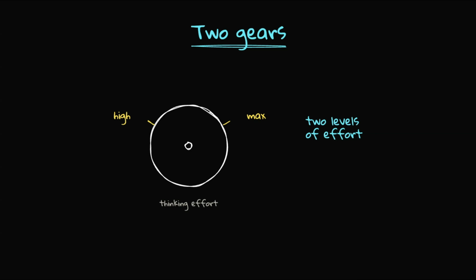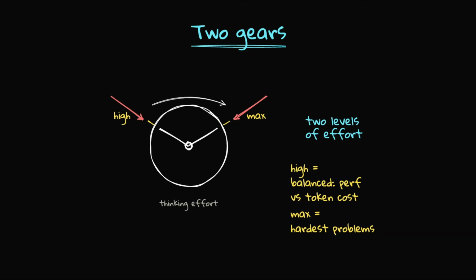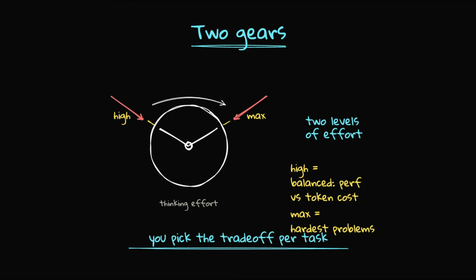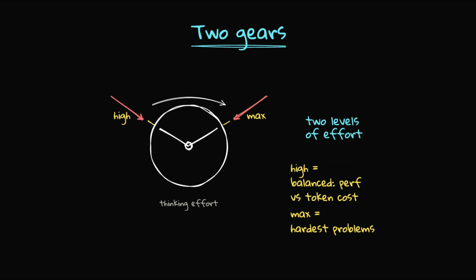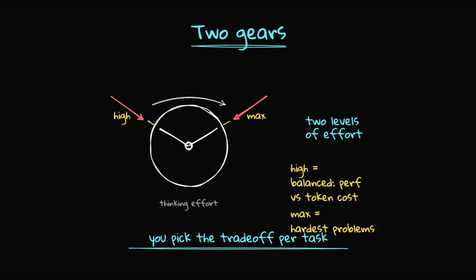So there is a high mode, which balances performance against how many tokens it burns thinking. And there is a max mode, which basically opens it all the way up for the hardest problem. So you get to pick the cost versus capability trade-off per task instead of being stuck with one.